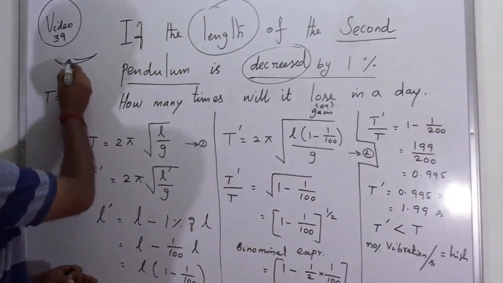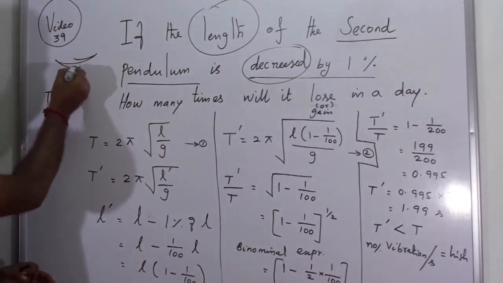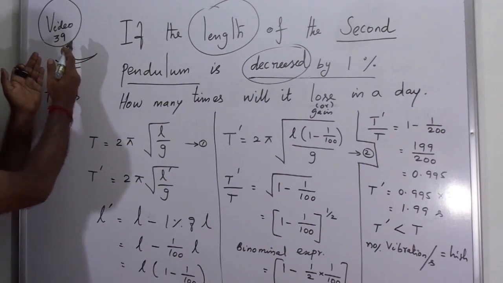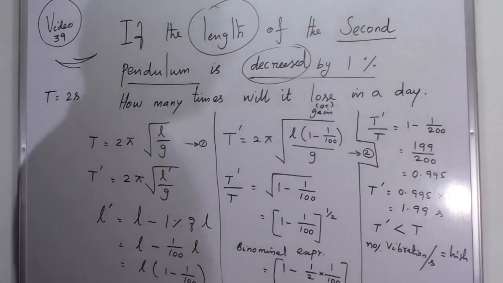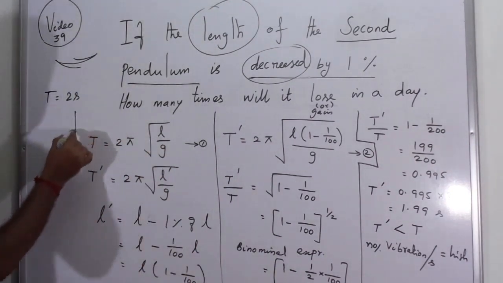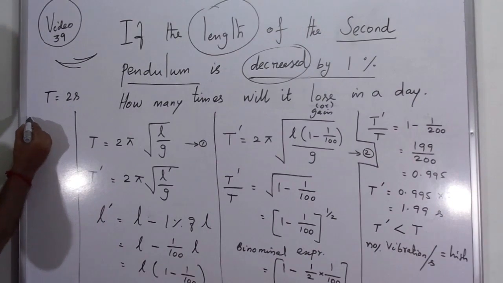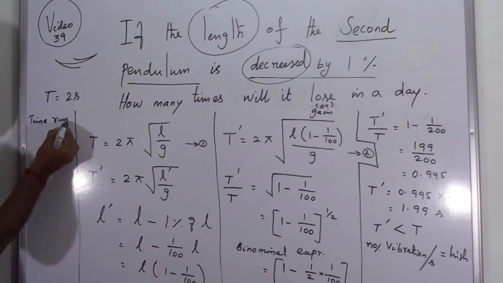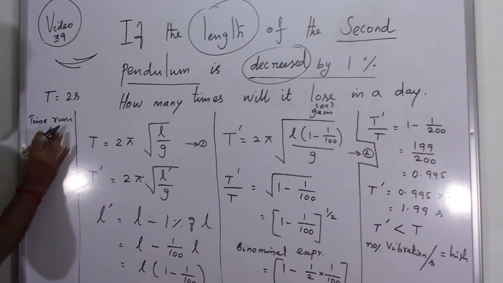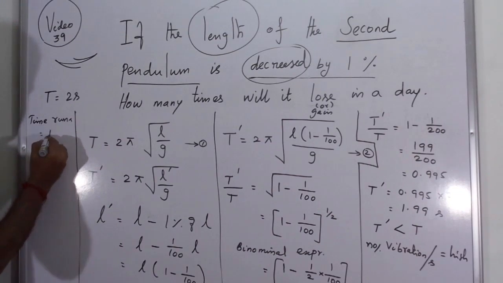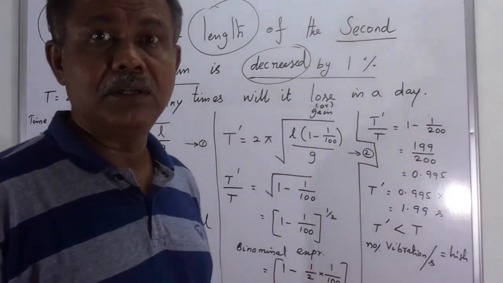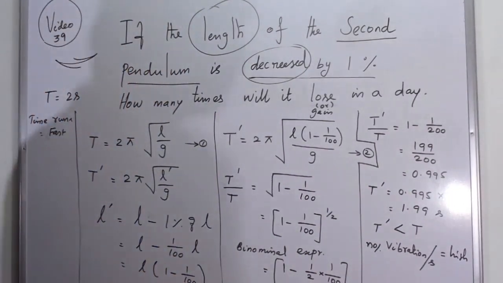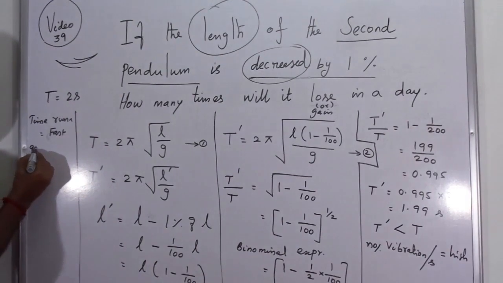This is a time period, the time taken to complete one full oscillation. Time period decreased means the number of vibrations is large. Number of vibrations large means the watch runs fast, that is, it gains time.